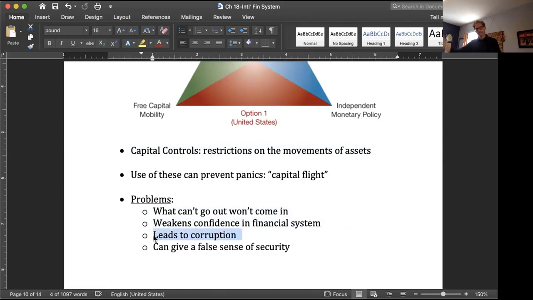It also leads to corruption. And we'll talk about this tomorrow, but China has a huge problem with corruption in its government. And how do capital controls lead to corruption? Well, when you have capital controls, you basically have bureaucrats making decisions on what money can come in and out. And so it leads to a system by which people bribe or pay off bureaucrats to get the kind of things that they need.